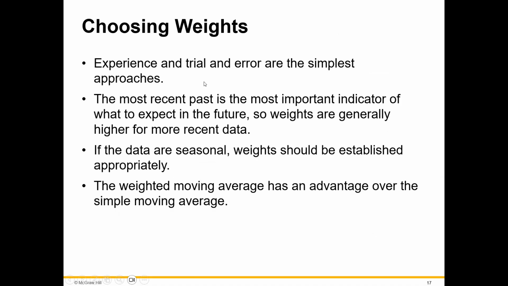Okay. Choosing weights comes by experience and trial and error. I just spoke to that in terms of, you could say, well, what if I used this approach last year? How much error would I have received? If the data are seasonal, weights should be established based on past seasonality. And the weighted moving average has an advantage over the simple moving average because oftentimes what's happened closest to where you're at is more important.